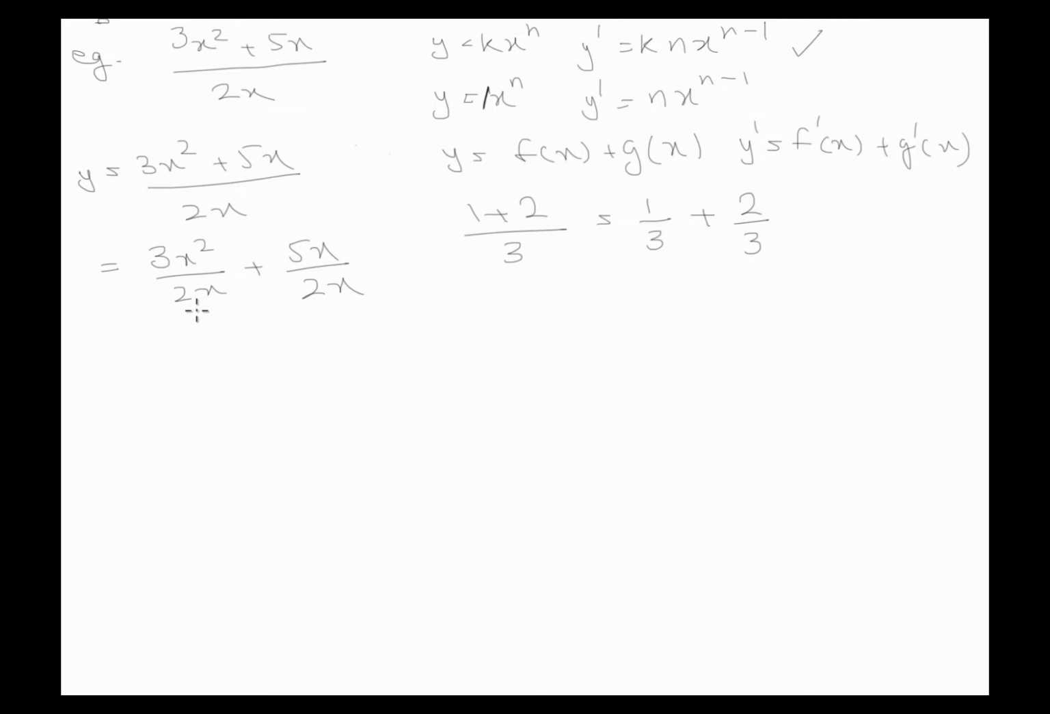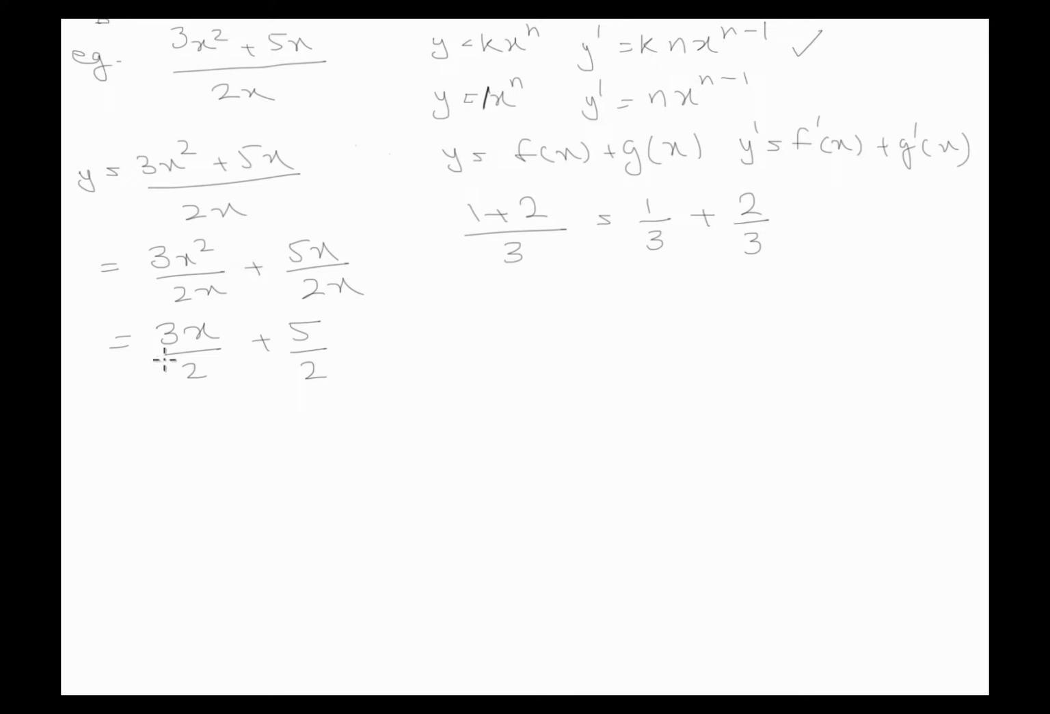And now I can simplify these as much as possible. So here I can see that I can cancel this power of 2 with one of these x's, and these two x's cancel out with each other. So I'll be left with 3x over 2 plus 5 over 2.